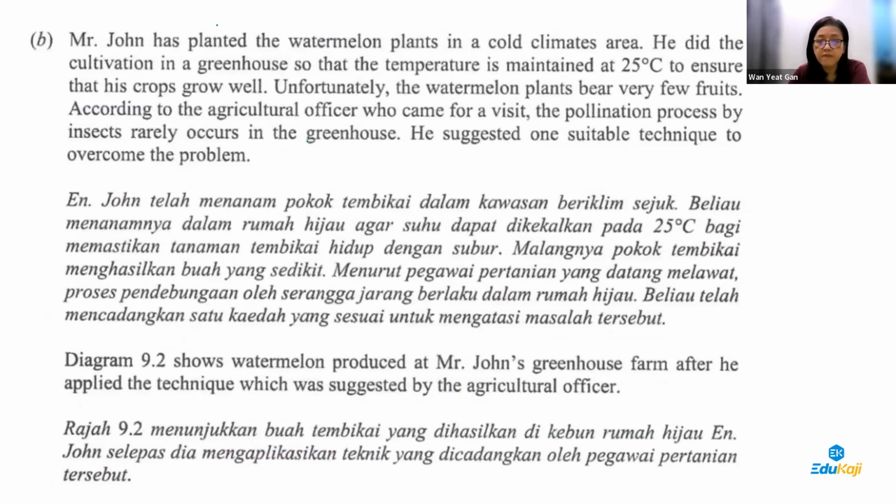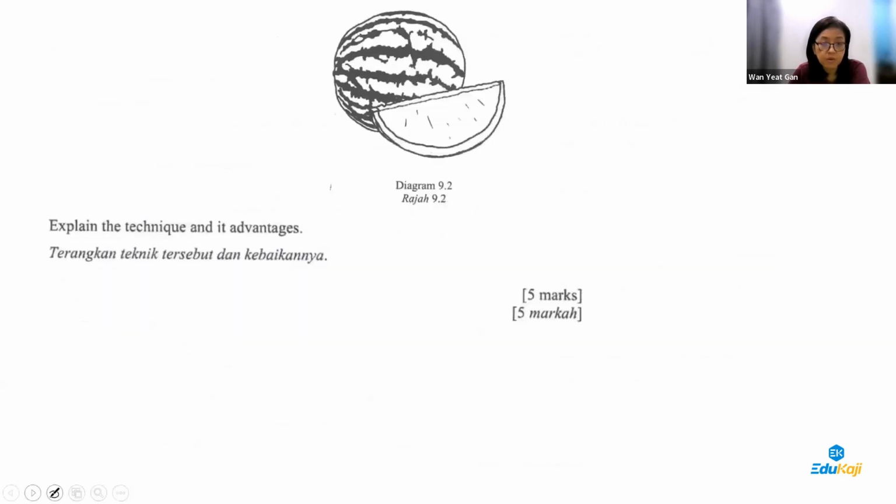Unfortunately, the watermelon plants bear very few fruits. According to the agricultural officer who came for a visit, the pollination process by insects rarely occurs in a greenhouse. So he suggested another suitable technique to overcome the problem. Diagram 9.2 shows the watermelon produced by Mr. John's greenhouse farm after he applied the technique suggested by the agricultural officer. Okay, so you can see here the watermelon being produced after he did what the officer suggested.